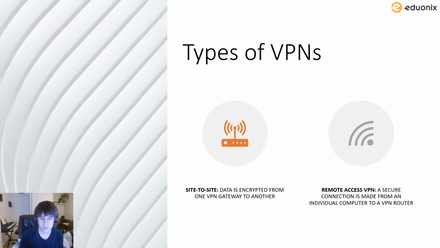A remote access VPN is a secure communication that's made from an individual computer to a VPN router. This is closer to what I was talking about with businesses, where if they have external people and they want them to be able to access resources, they can use a remote access VPN to achieve that. So they can connect up to this VPN router. The router then routes them into things inside of that network, and everything is happy from there. So those are the different types of VPNs that exist.